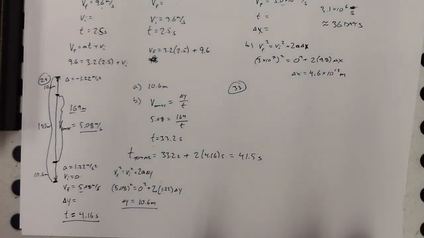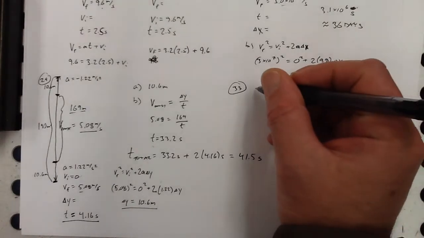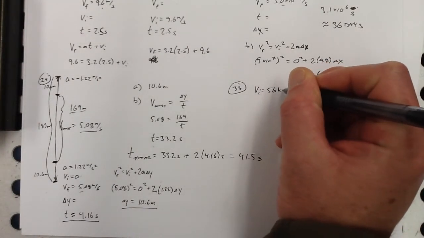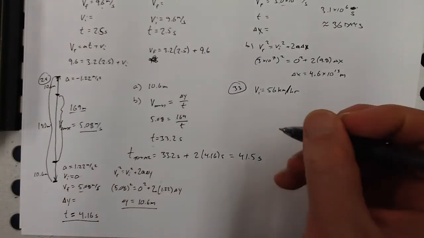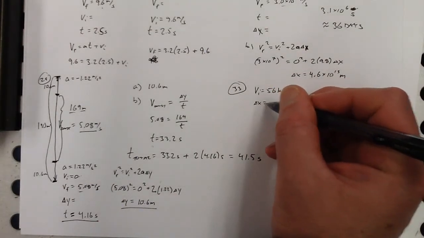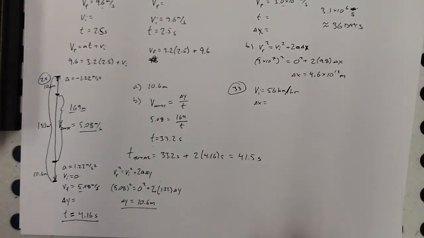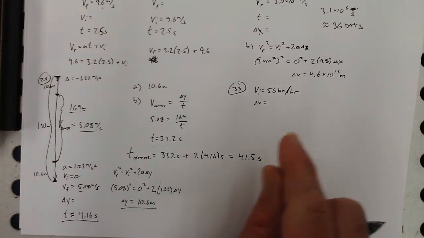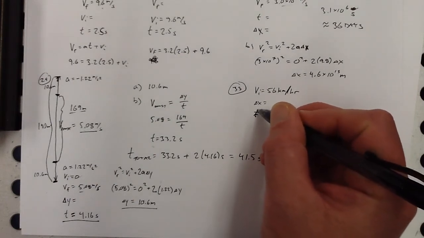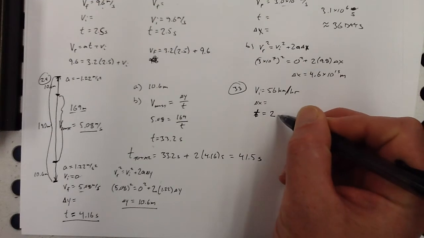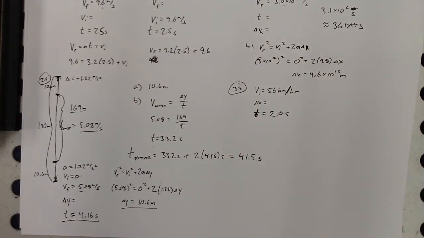33. A car traveling 56 kilometers per hour is 24 meters from a barrier when the driver slams on the brakes. I'm going to jot down some of these details. When the driver slams on the brake, 24 meters, okay. I'm not really sure if that's my delta x or not, so I'm going to leave that blank, I'll explain why in a second. From a barrier, the driver slams on the brakes, car hits the barrier 2 seconds later. So my time is 2 seconds. What's the magnitude of the car's constant acceleration before impact, and how fast is the car traveling at impact?